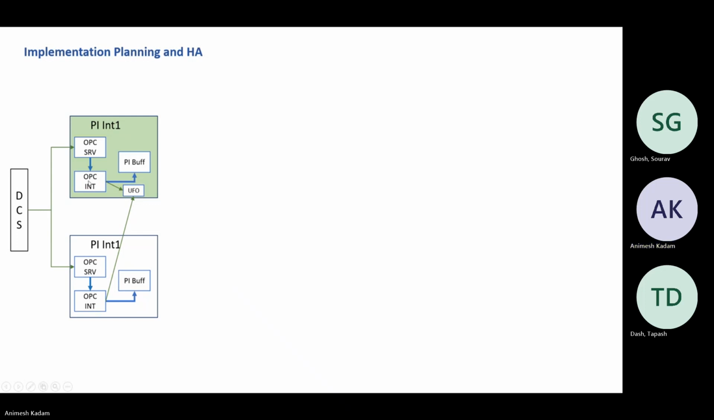Else, if this interface node's connection with the OPC server is broken, suppose the OPC server is outside, or the OPC server is not collecting data, so the values are not good. In this case again, the other interface will get to know and will start collecting data and sending it to the PI system.